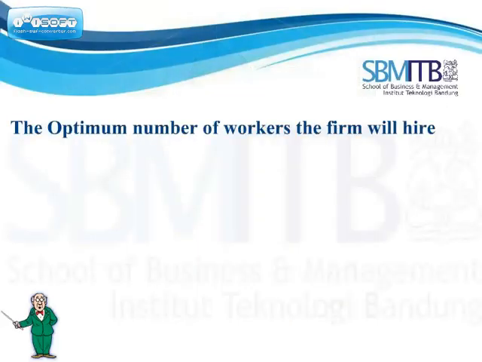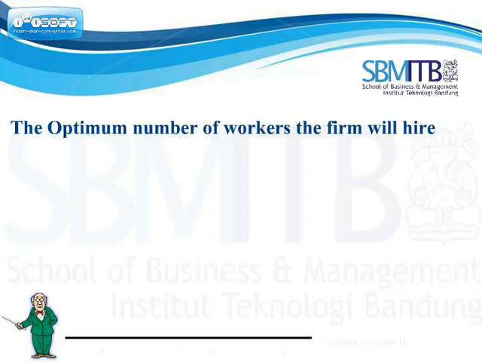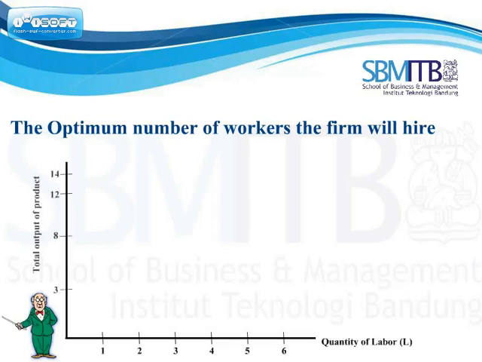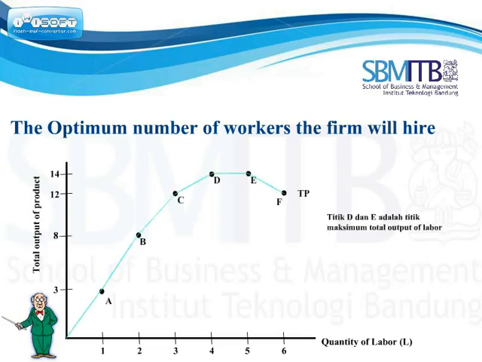This graph shows the optimum number of workers in the profit maximizing firm. This line reflects quantity of labor. This line reflects total output of product. This graphic shows the optimum condition for total product of labor, which is at D and E. When the company hires more than ordinate E, which is 5 employees, the total output of labor will decrease.